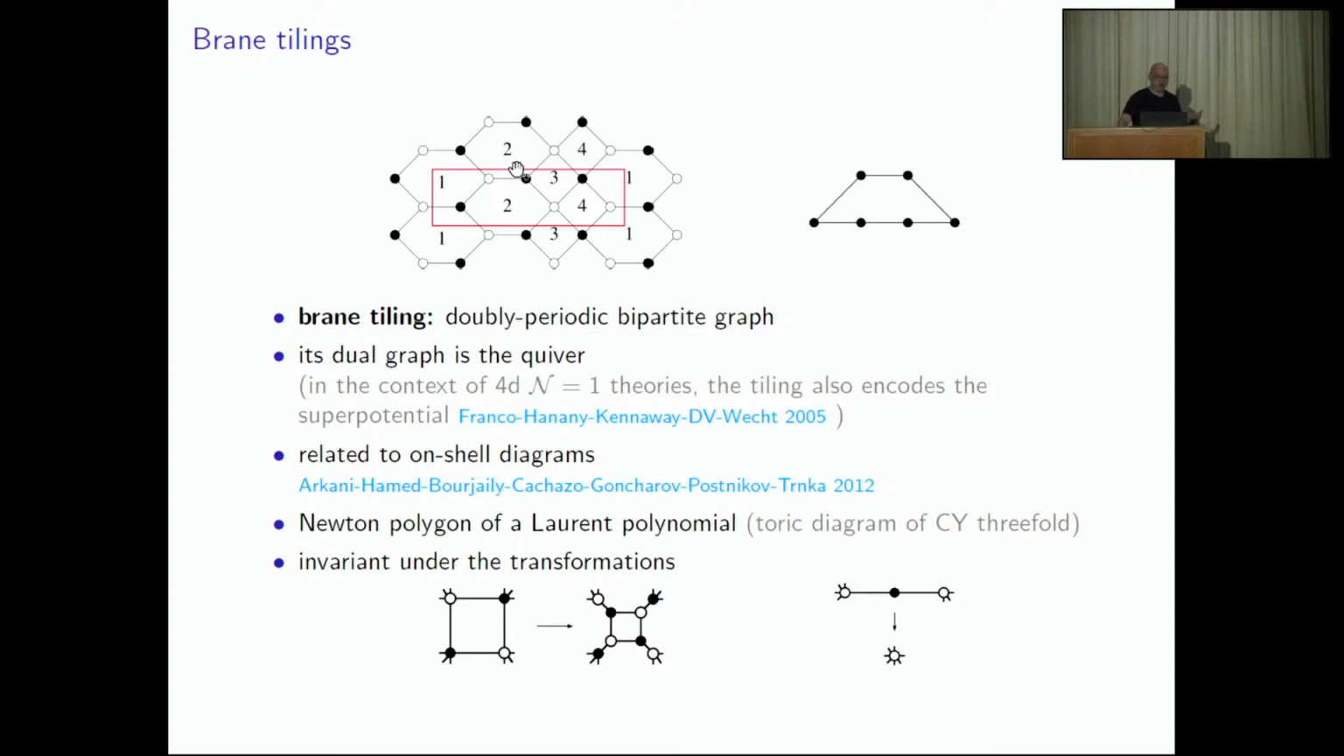Now, there are transformations you can apply on the tiling. So this one is a famous one. This has at least 10 different names: urban renewal, spider move, Plasnikov move, square move. We call it a Seiberg duality in the context of N=1 theories, which is an infrared duality. And there is another move where you eliminate valence 2 vertices. And the invariant object remains the same. So the Newton polygon does not change.